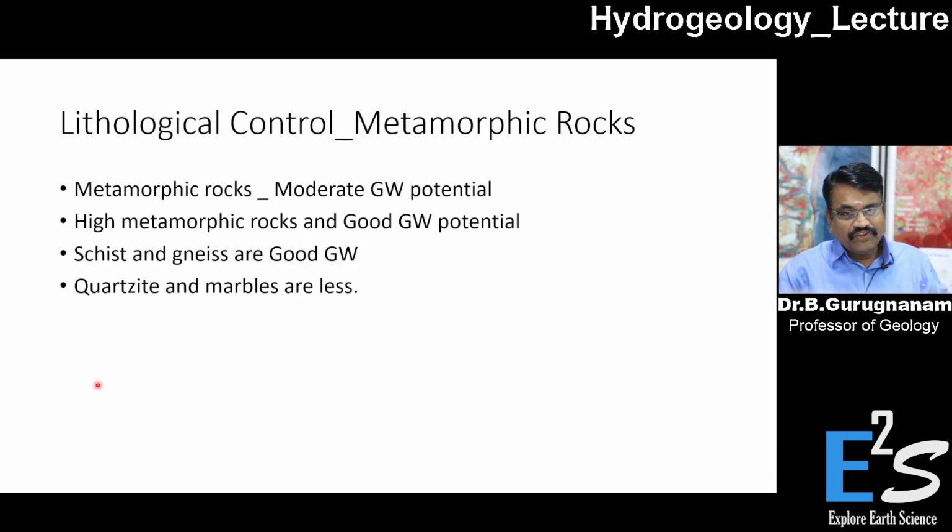Coming to the metamorphic rocks, how do they lithologically control the groundwater potential zones? Metamorphic rocks are a moderate groundwater potential zone. Highly metamorphic rocks are good groundwater potential zones. Schists and gneisses are good groundwater zones, while in quartzites and marbles, because of higher joint fractures, water will not stay over a period of time. In no time, the water movement will be more in this area. That's why, in turn, the movement is high and the potential is less.